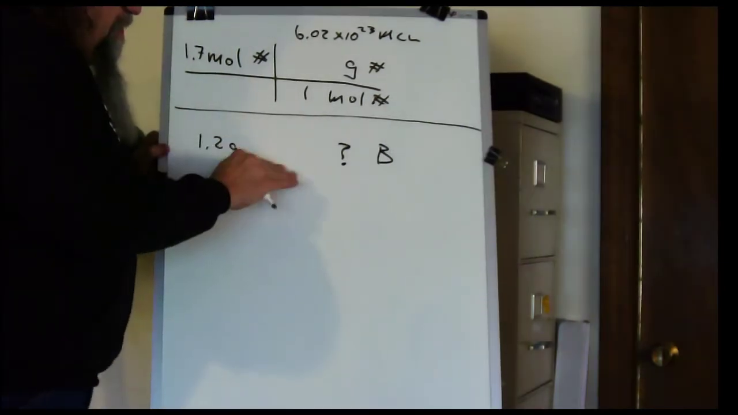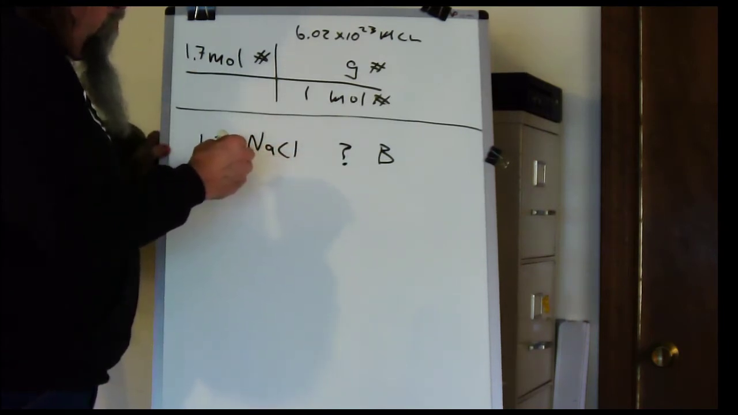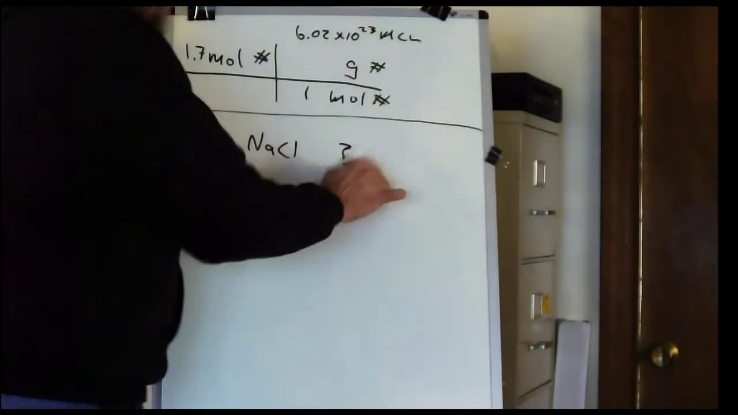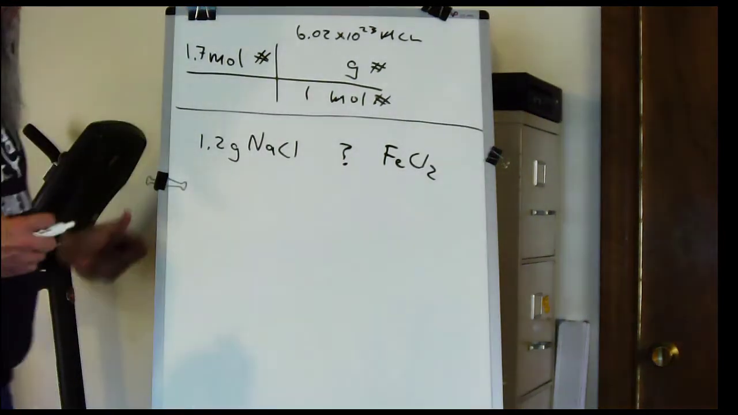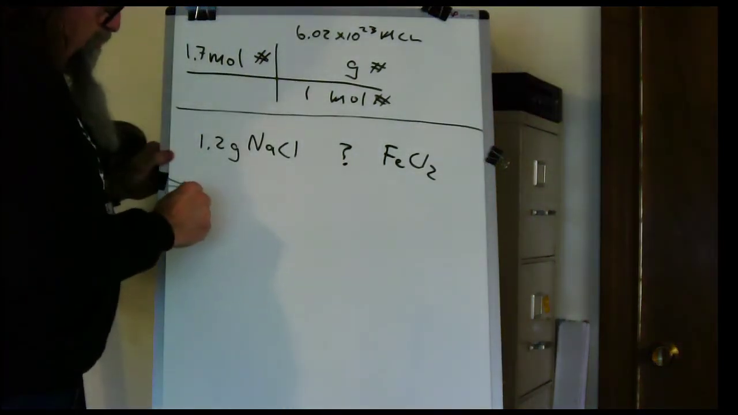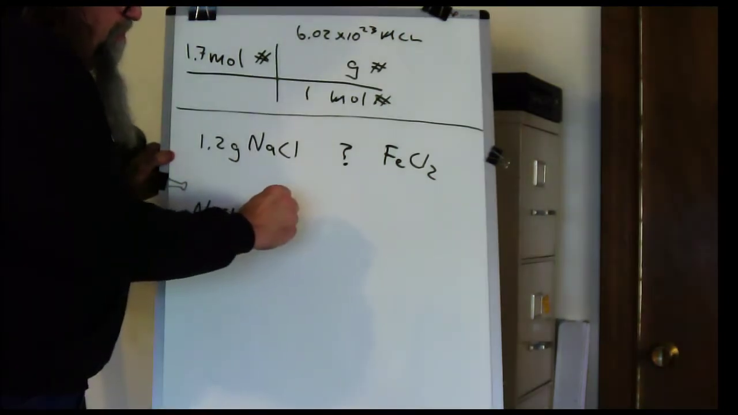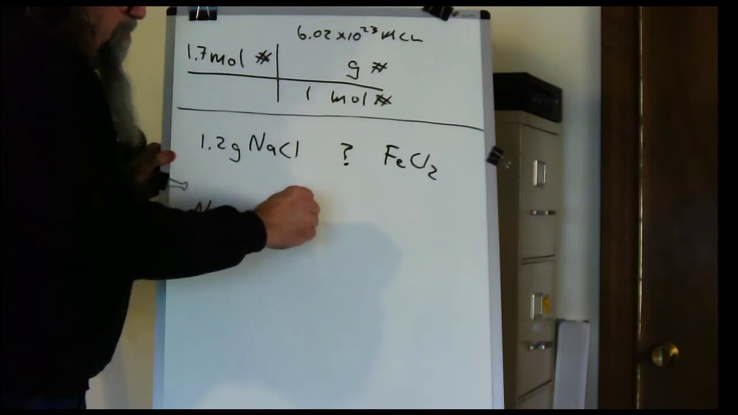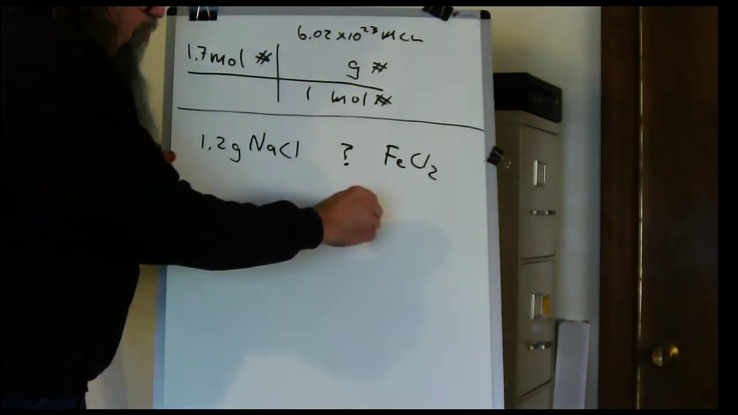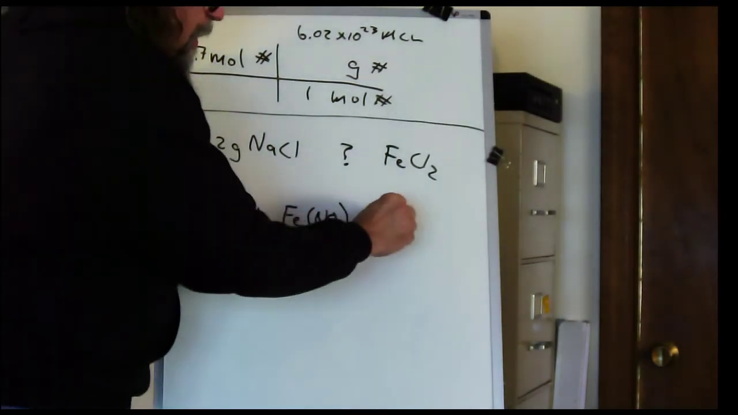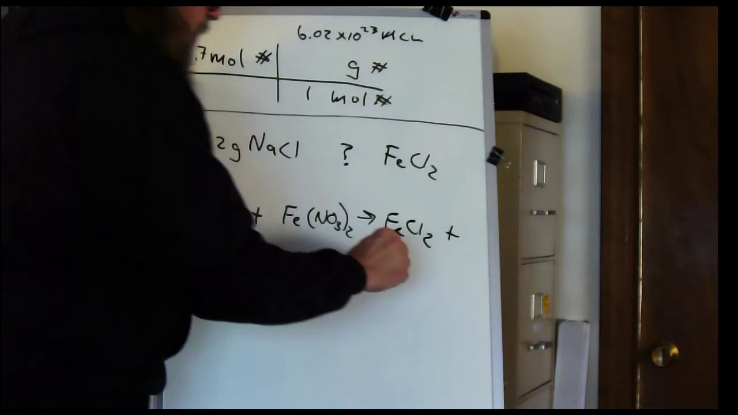1.2 grams of sodium chloride, and how much iron chloride that makes, right? So what we're going to mix is sodium chloride plus iron 2 nitrate goes to iron chloride plus sodium nitrate.